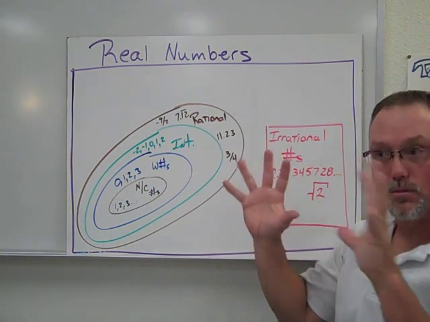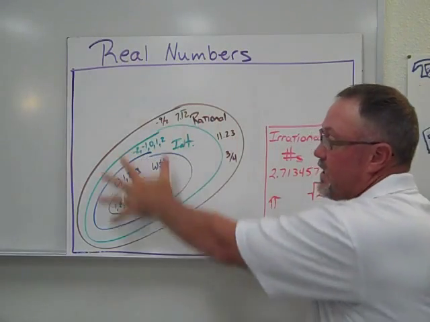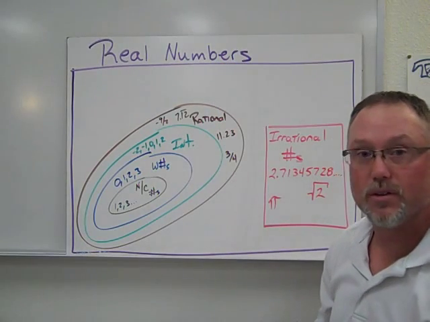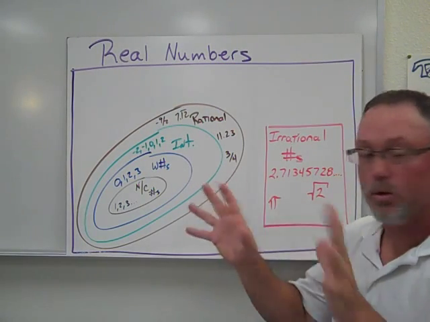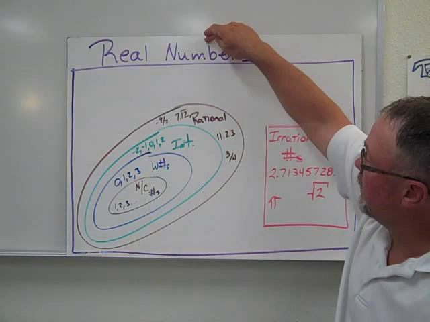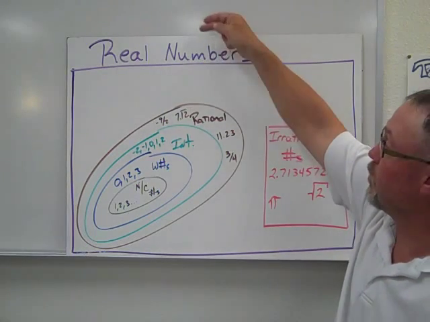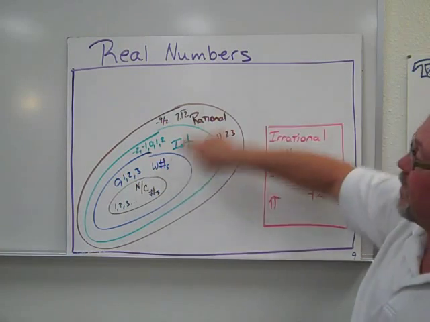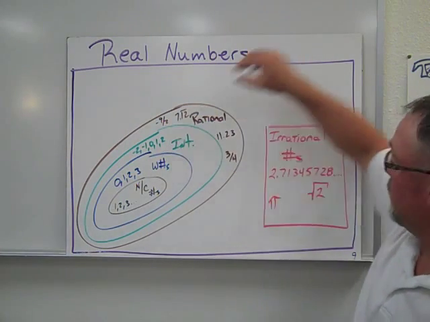Irrationals aren't a subset of any of this. The only thing they are a subset of is real numbers. That's the only thing that they're a part of. This is not a subset if you're going this way. If you're starting here or here and you're working this way, it's a subset.